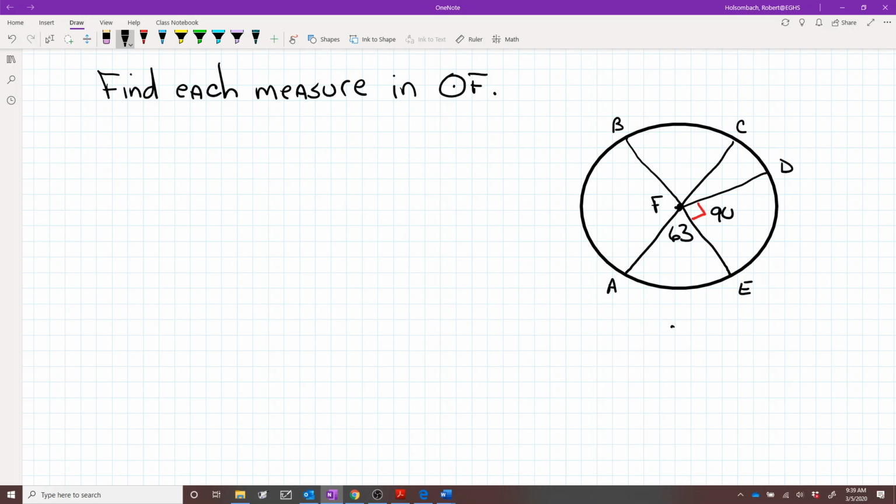So you've got this angle AFE that's 63 degrees. Angle EFD, well, you know that's a 90-degree symbol. And A to C goes through the center of the circle, so it's a diameter. So this angle measure right here is 180 degrees. So in order to find CFD, you would take 180 and subtract the 90 and the 63. That's the same as 90 minus 63, which is 27 degrees.